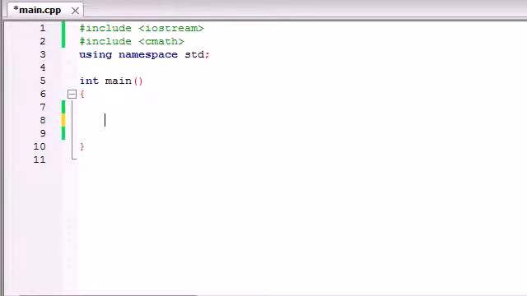So before I get started, I want to mention this. In our formula for calculating interest rate, we need to use a function called power, and that's included in the CMath library. So make sure you include this before you get started in this tutorial. So let's go ahead and get down to it.